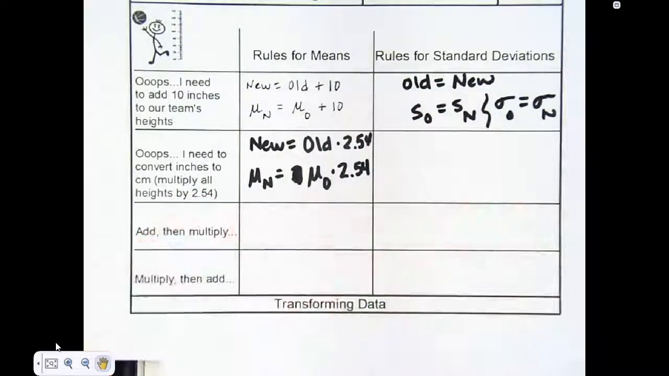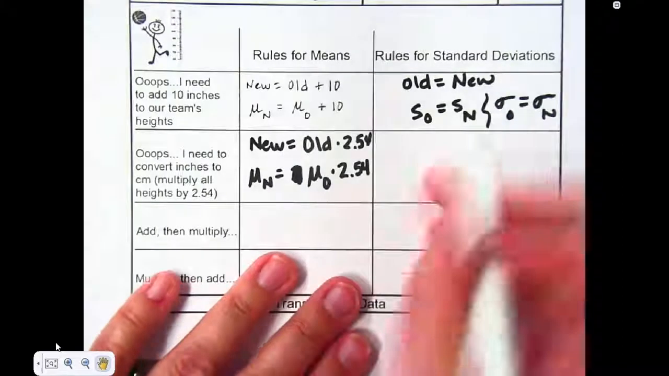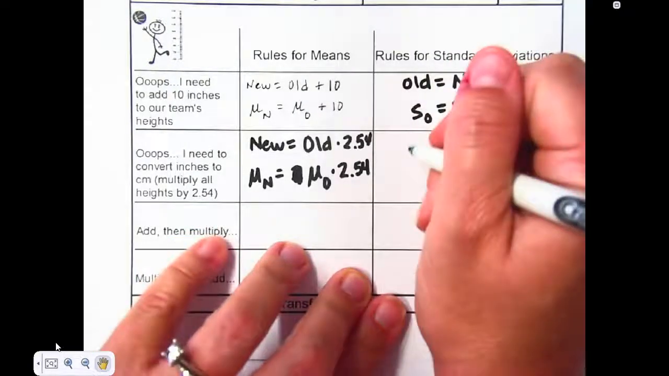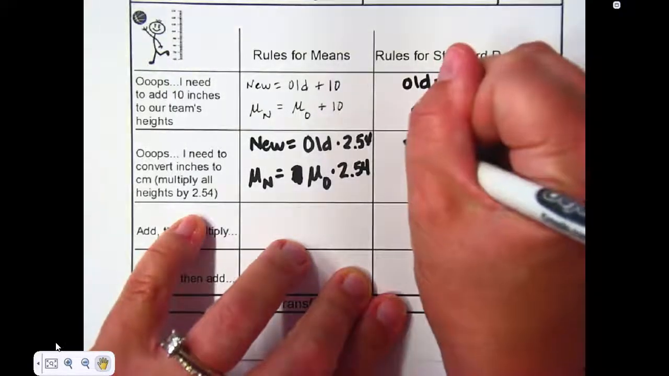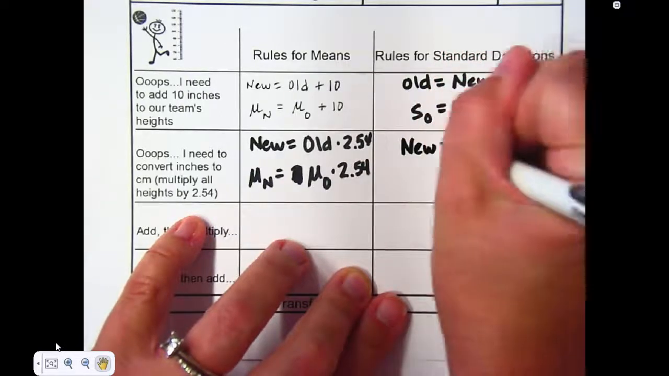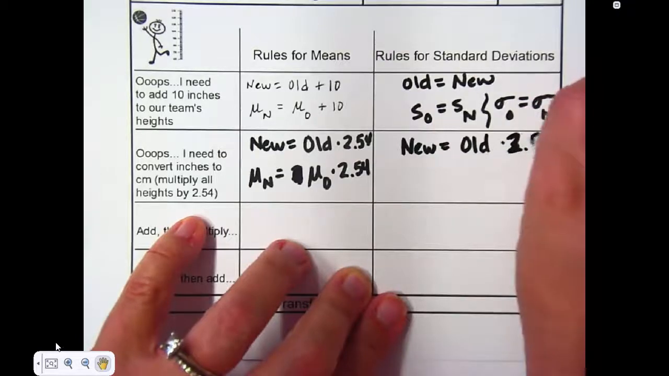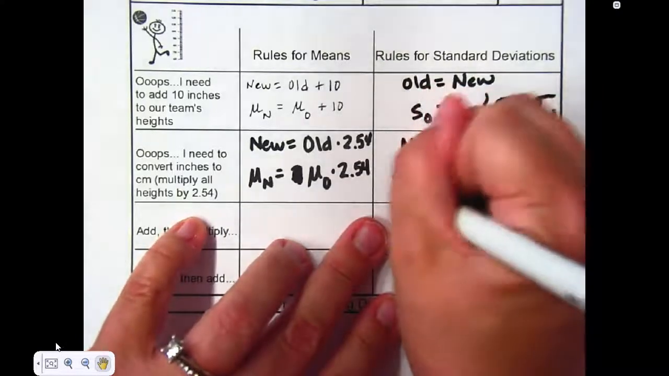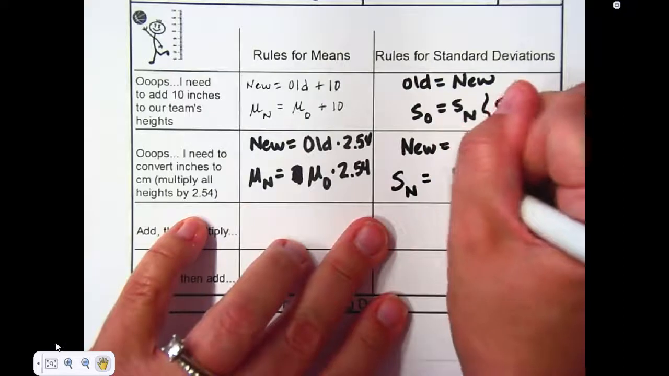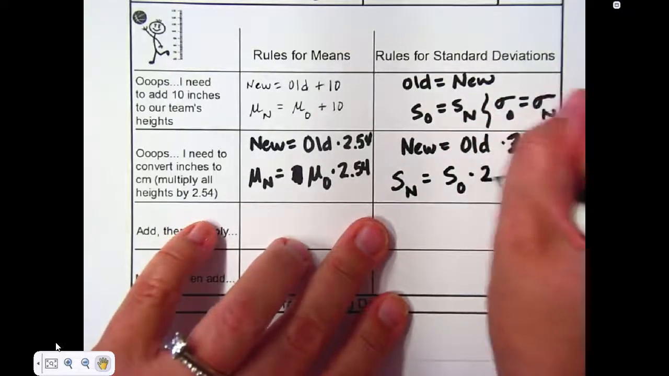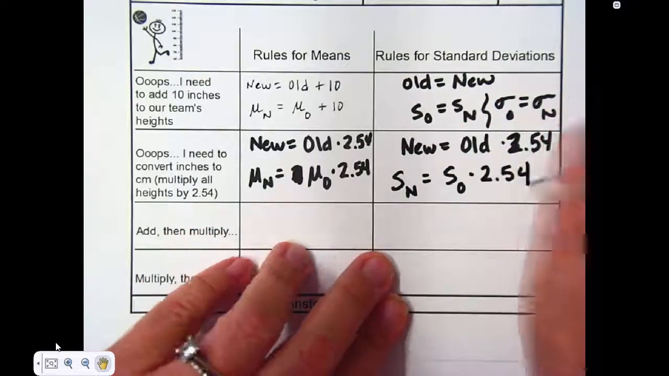Whereas when you're adding and subtracting, your standard deviation stayed the same, if I'm multiplying, depending on how large something is, it's going to change. So just like with the mean, you're going to multiply your standard deviation. So my new standard deviation is going to equal my old standard deviation times 2.54.